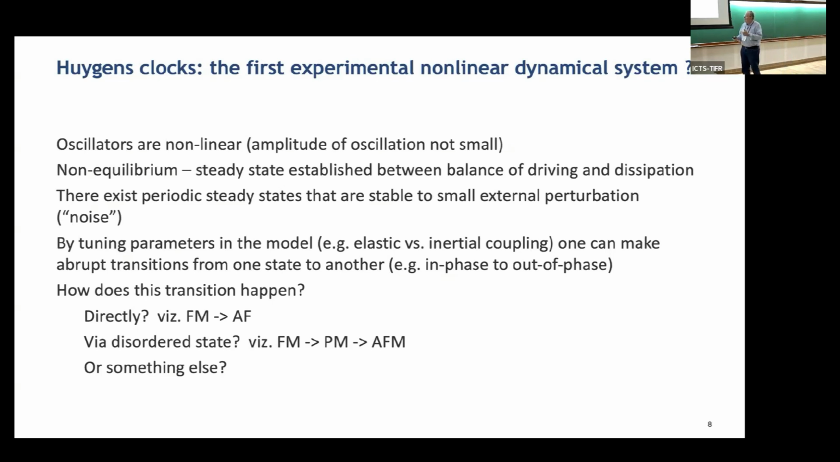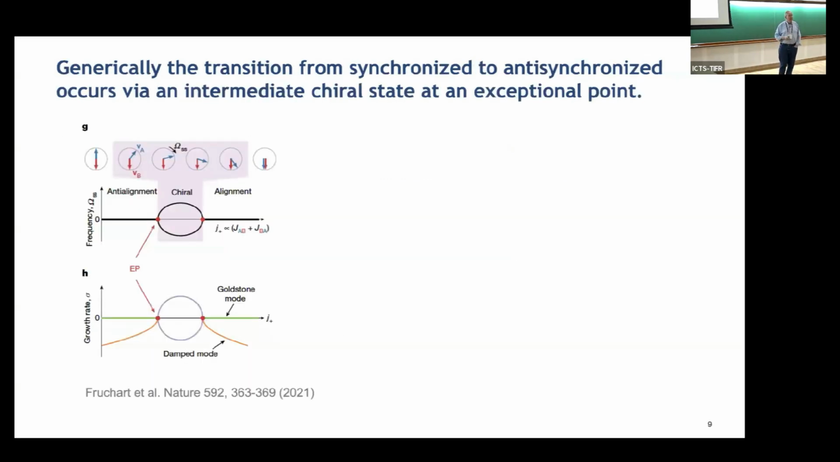And the question you might ask is, how does that transition happen? It looks a bit like a ferromagnet to an antiferromagnet. And as we know, in a statistical physics problem, you can go directly from one to the other. Or occasionally, if the temperature is high enough, you'll go via a disordered state, through a paramagnetic state. Or is there another way? And of course, I wouldn't have set you up for this if there wasn't another way. And this is the way.